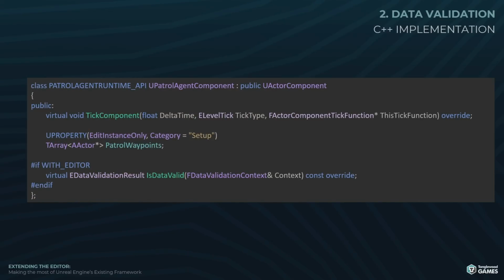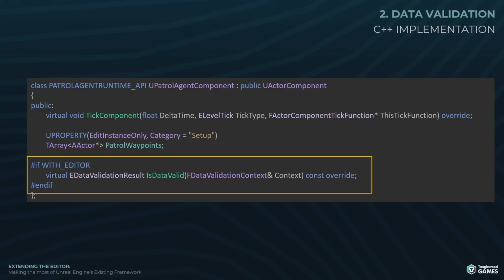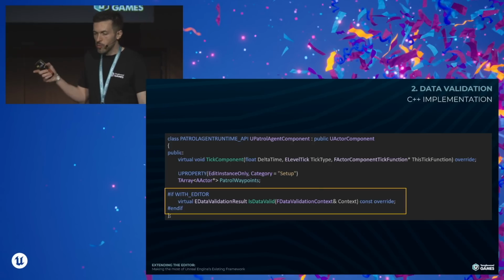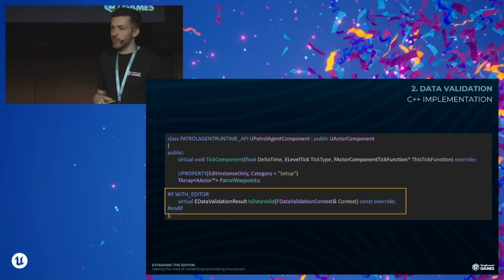So this is a component handling that logic. It was running on the tick. We can override IsDataValid as long as we are in the editor. We need to wrap it in WITH_EDITOR because when we compile, this won't be a part of the game.